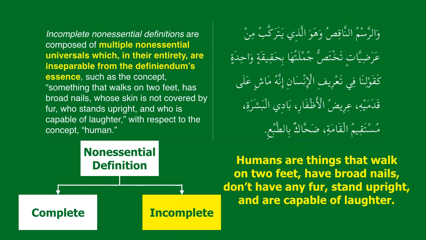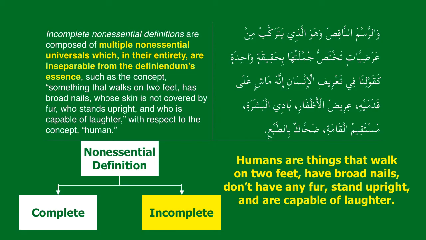All of these things put together give you a kind of conceptual knowledge of human beings. It allows you to distinguish human beings from other things, but it doesn't capture what human beings are, which is why it's non-essential. And it doesn't comprise the genus, the proximate genus of human beings. It doesn't say that human beings are animals. And that's why they're incomplete non-essential definitions.